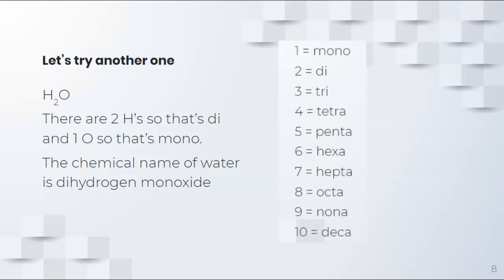Okay, how about this one? H2O, we call that water. Well, what's the chemical name for water? Well, there's two H's, so that'd be dihydrogen, and one oxygen, so that's mono. So this would be called dihydrogen monoxide. Oof, that sounds pretty scary, huh?